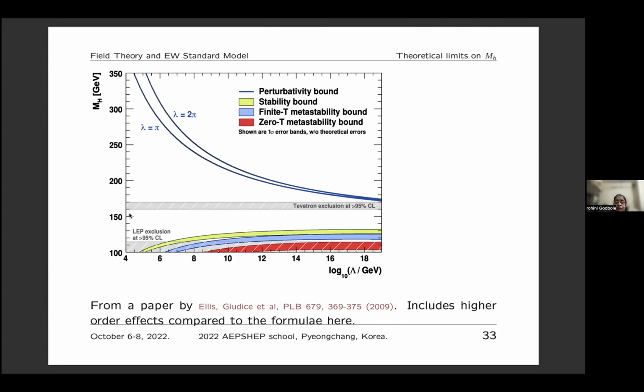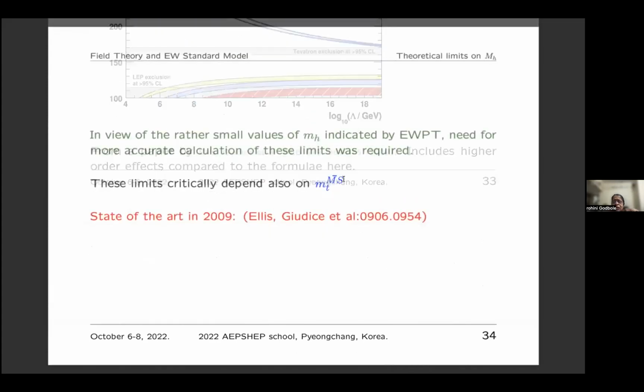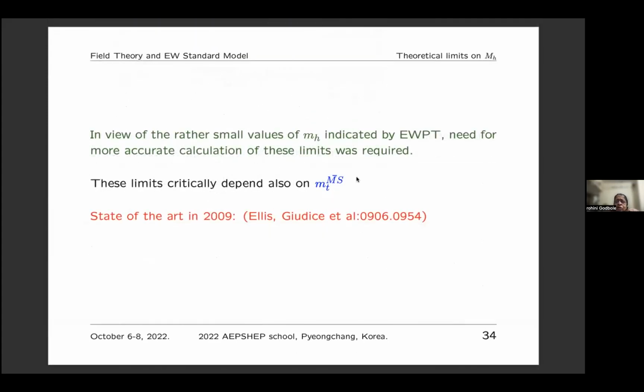Up to 160. So this whole thing was ruled out by precision testing. And then what was left was this really small sliver that was at 2011, and this calculation was 2009, in fact. So now the closeness of this white region to this lower bound, the bound coming from this absolute stability, made people think that we should actually do a more accurate calculation. And that happened in 2011.